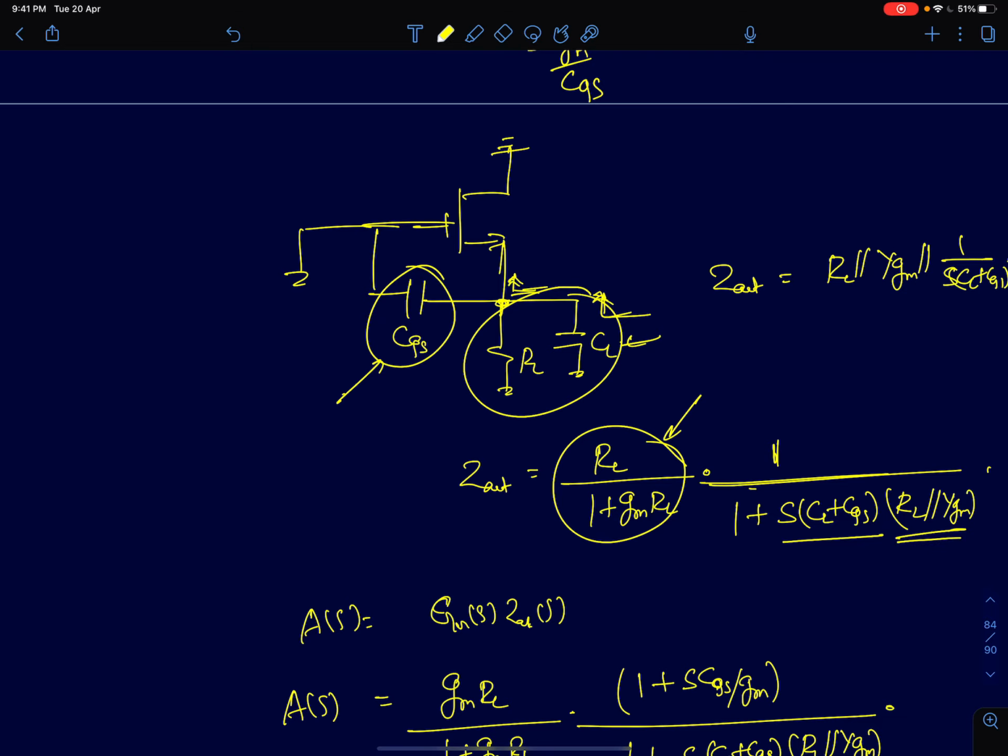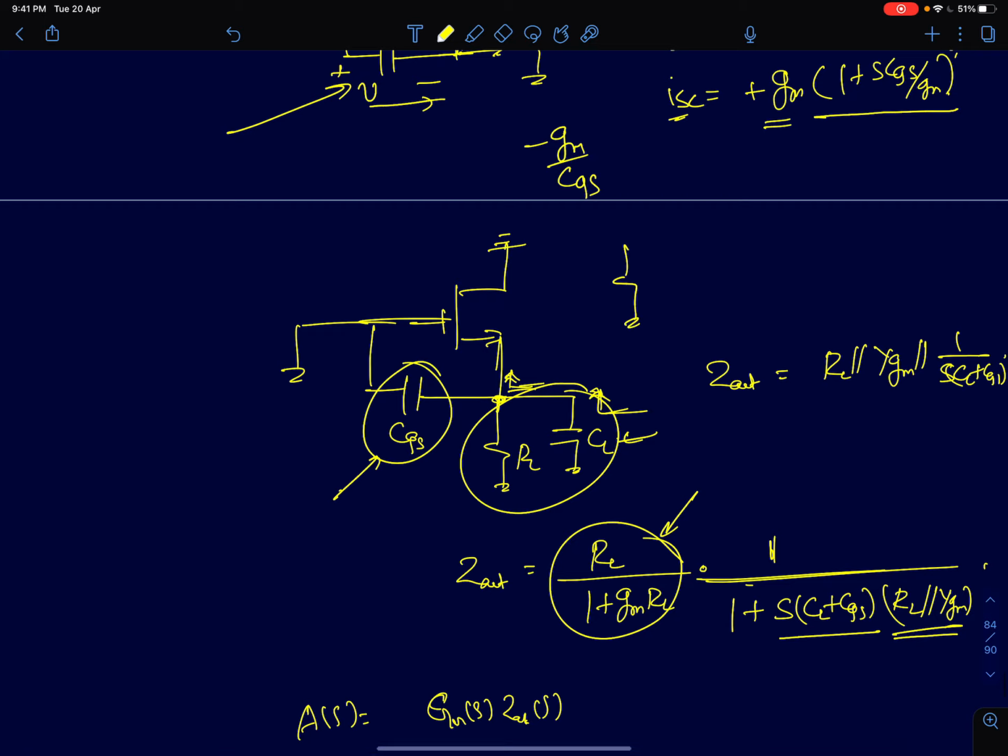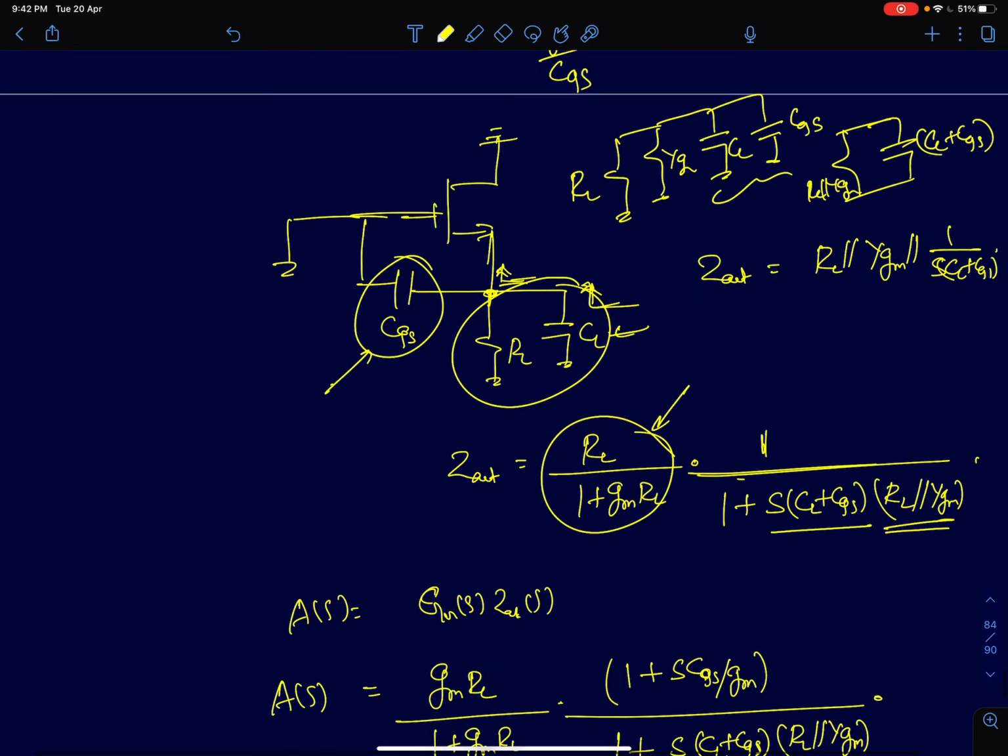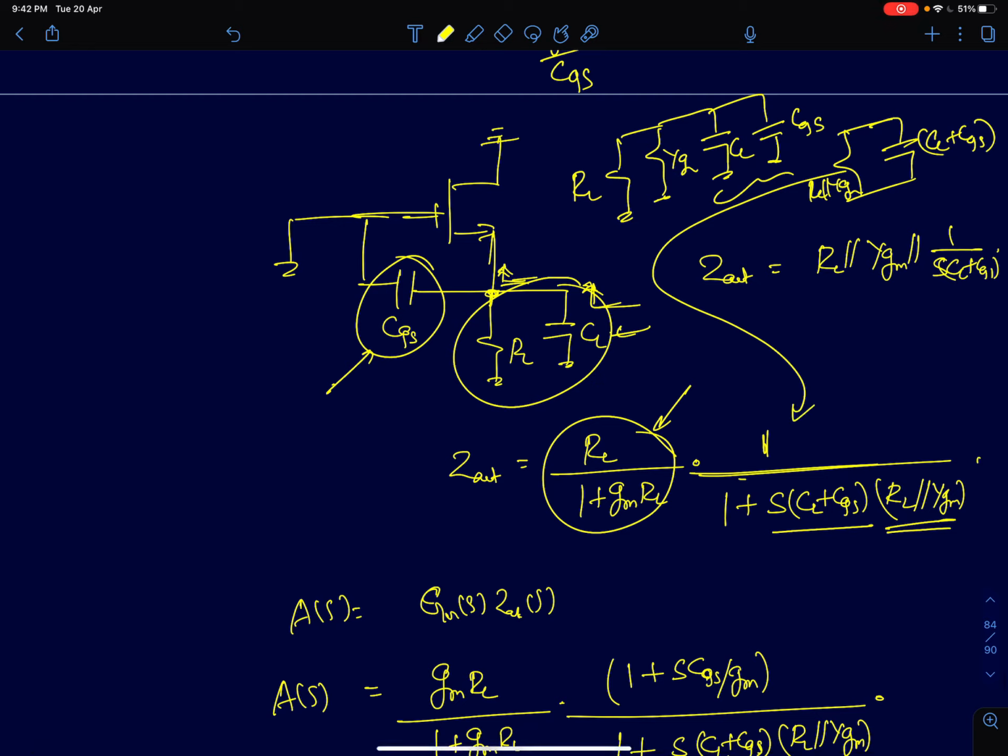So if you look at the output node, you have four impedance elements. You have RL, 1 by gm, and two capacitors CL and CGS. So I can add these two capacitors together and the two resistors together. So this becomes RL parallel 1 by gm, and this is CL plus CGS. So what we get here is this expression. The output impedance is simply RL by (1 plus gm RL) times 1 by (1 plus s(CL plus CGS) times (RL parallel 1 by gm)).